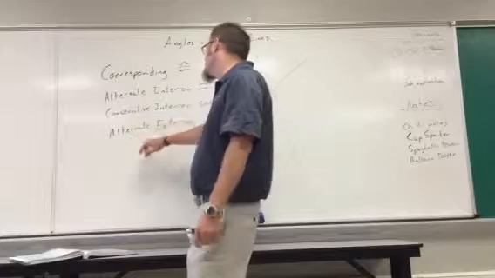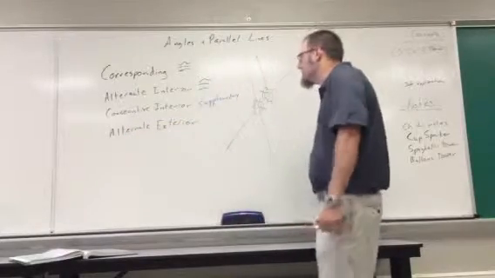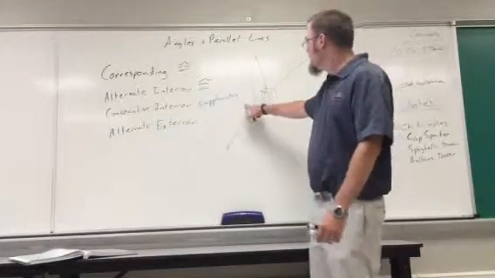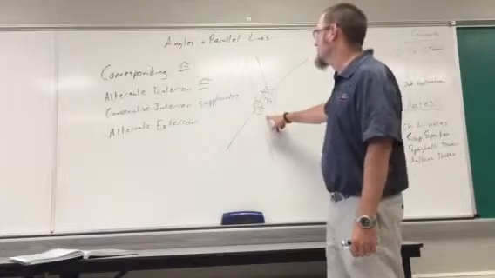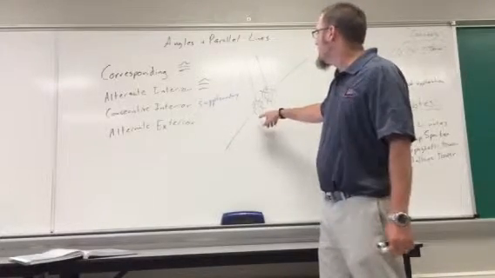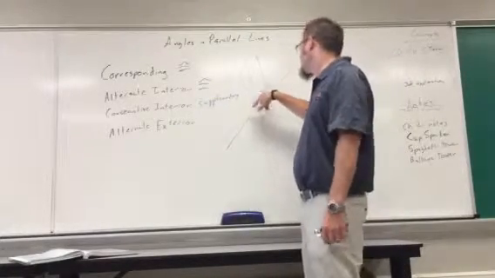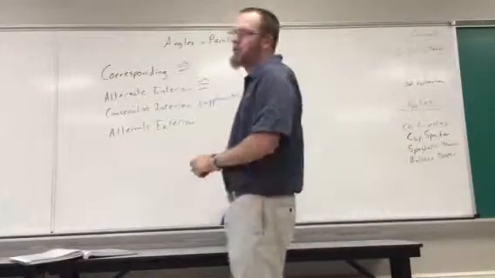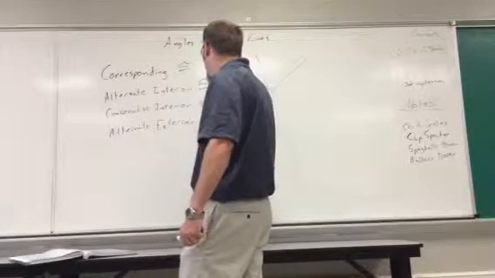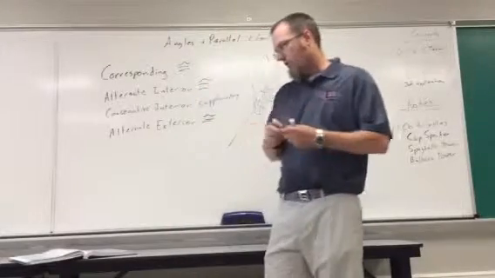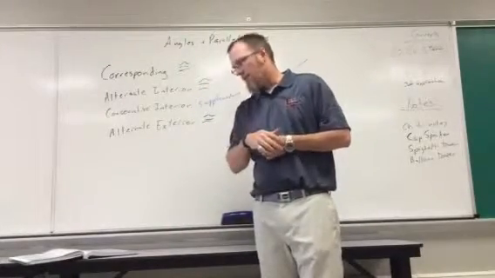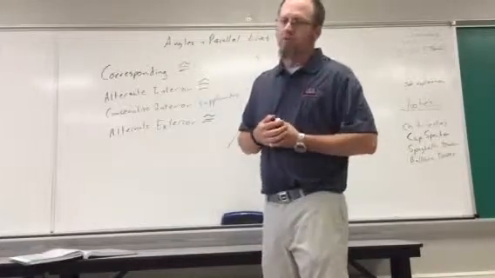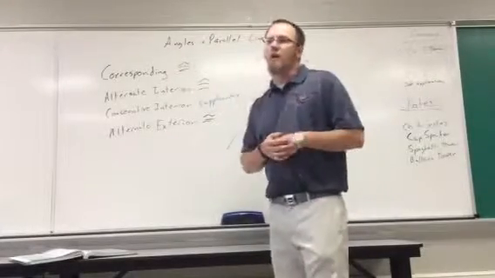Then we have our alternate exterior angles. Now you've probably determined by now, okay, we have the vertical angles coming across this thing straight. We have those corresponding angles and then the vertical angles. So you should have been able to pick up by now that these alternate exterior angles are also going to be congruent.